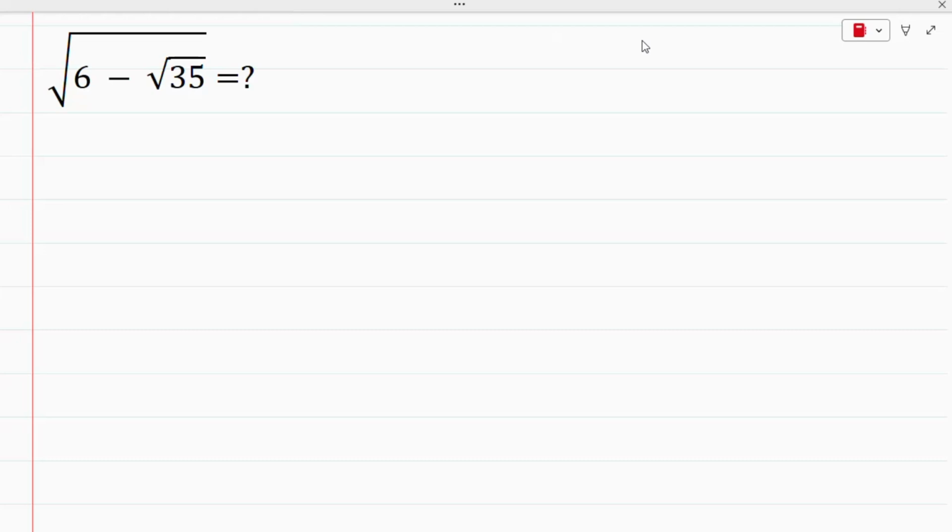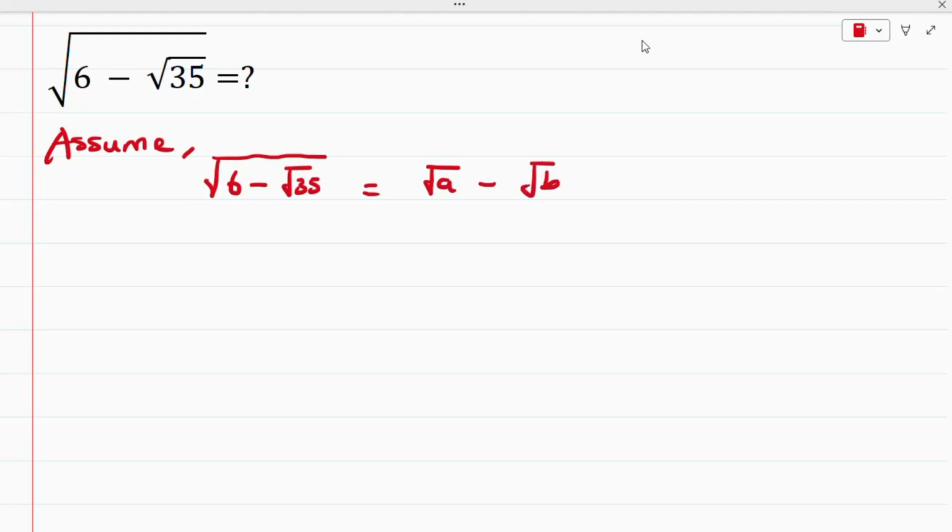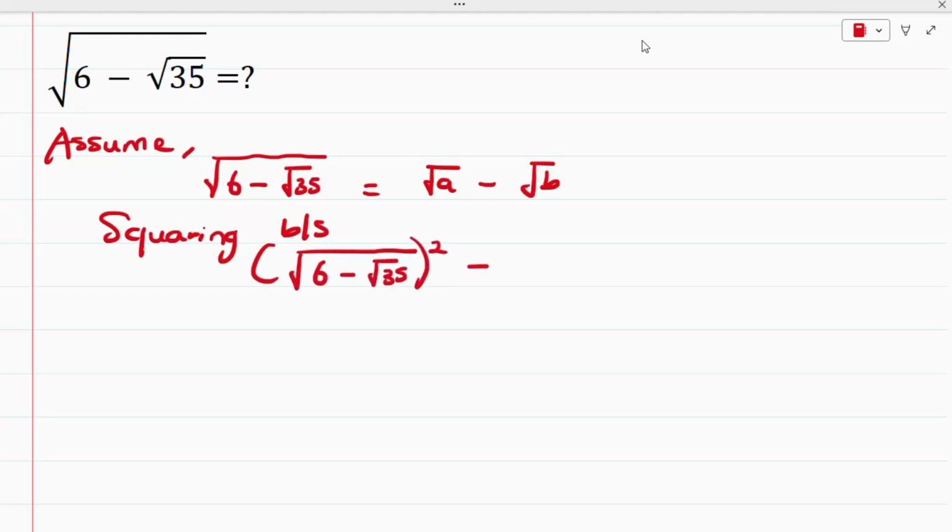So the first thing you want to do is assume that the expression is a perfect square. So this implies that the square root of 6 minus the root of 35 is equal to the square root of a minus the square root of b. The next thing we want to do is to square both sides. So squaring both sides, we have the square root of 6 minus the root of 35 all squared is equal to the square root of a minus the square root of b all squared.